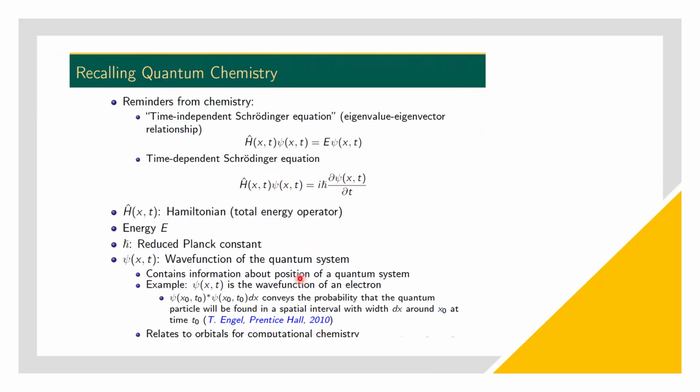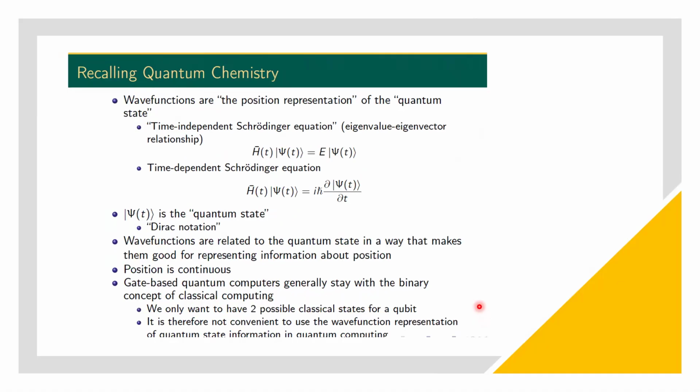Now, the wave function of a quantum system like an electron is going to contain information about the position of the quantum system. So for example, the wave function of an electron has information about the position in the sense that if, for example, you specify x0, t0, and you compute this quantity here where the star represents a complex conjugate, then this will convey the probability that the quantum particle will be found in a spatial interval with width dx around x naught at time t naught. And so this is very important if you want to understand position for dealing with things like orbitals in molecules in computational chemistry. So wave functions are the position representation of the quantum state.